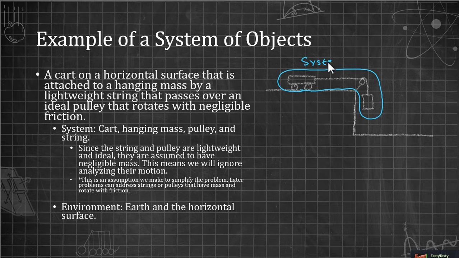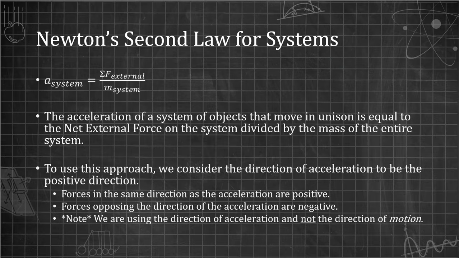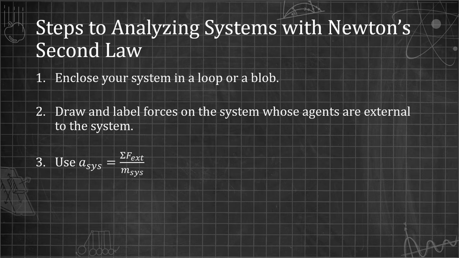The environment to the system is anything that we're not looping in the system. So that would be the earth and the horizontal surfaces, the floor, and the one that the cart is on. Newton's second law modified to analyze systems is just that the acceleration of the system is equal to the net external force on the system divided by the mass of all the objects in the system. This is assuming that the objects all move in unison. To use this approach, we're going to consider the direction of acceleration to always be the positive direction. So forces in the same direction as the acceleration are positive, whereas forces opposing the direction of acceleration are negative.